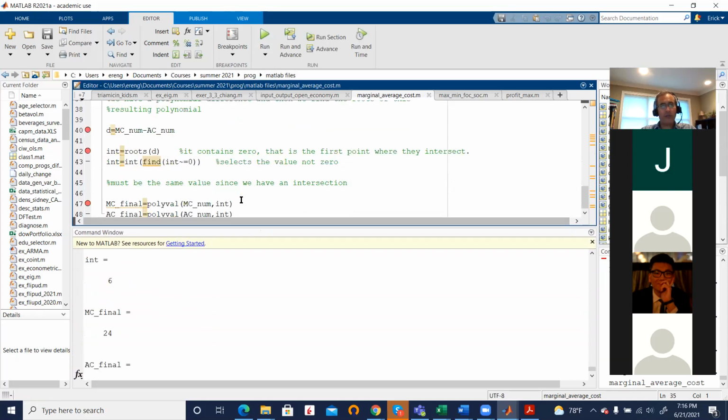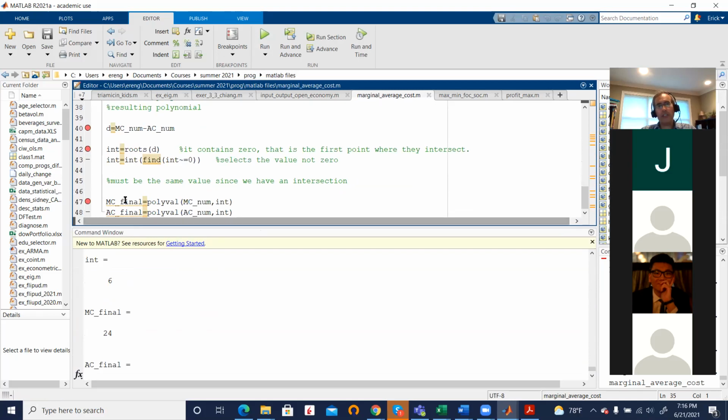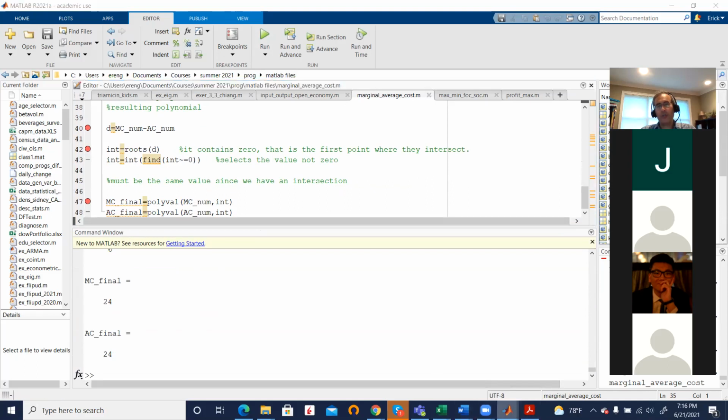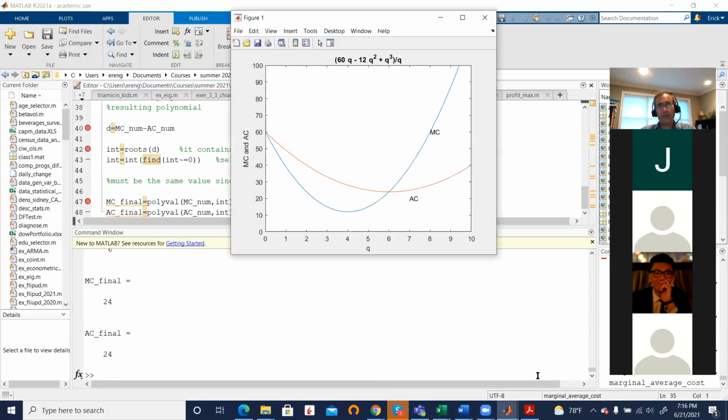Then what I have here, let me move here. So what is my marginal cost final? It's going to be 6, and this is my marginal cost final, and my average cost final is 24. So in terms of the graph, this is somewhere around here. This point here is 24. You see that? When x equals 6, y equals 24. The intersection. You see that, guys?